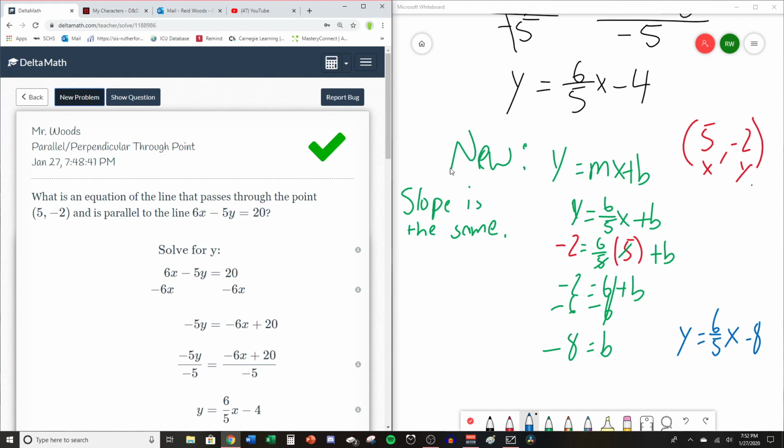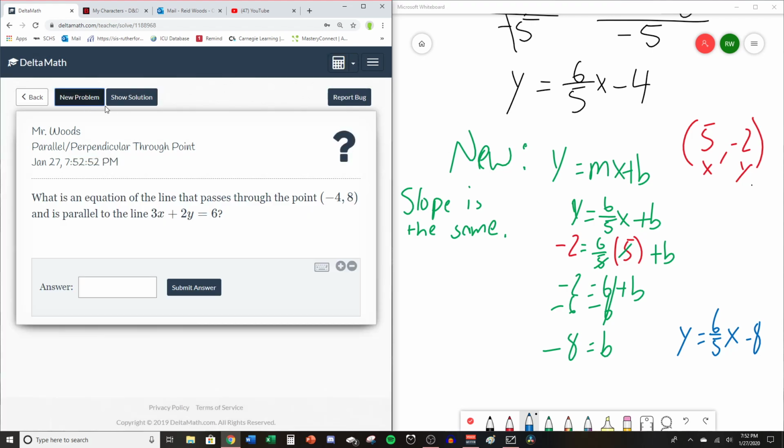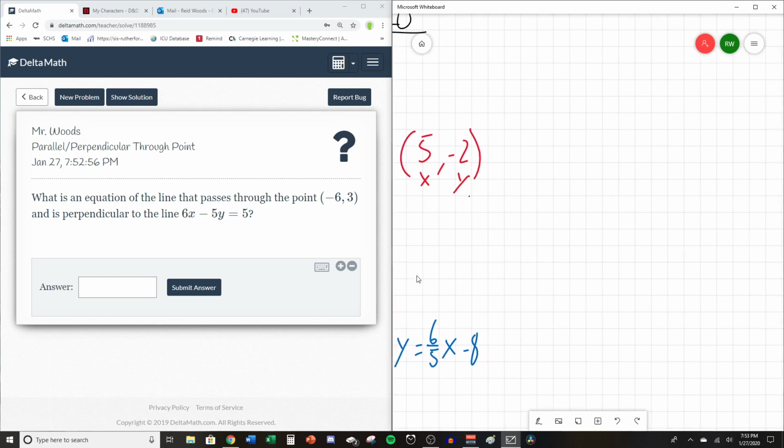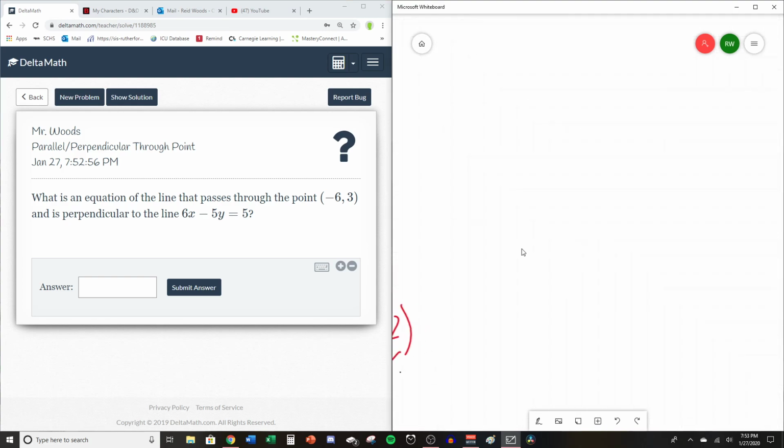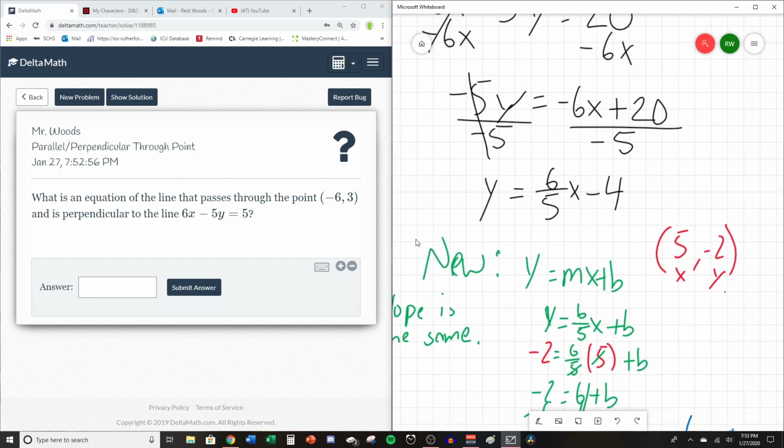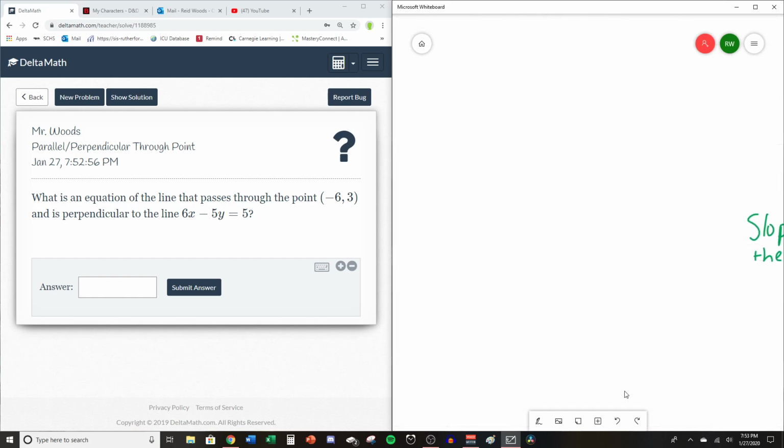All right. Now the second part of this that we want to look at, we don't want parallel. Let's do a perpendicular. So let me slide over and we're going to do another problem. So I'll go right here. All right. So in this problem, zoom in a little bit actually.